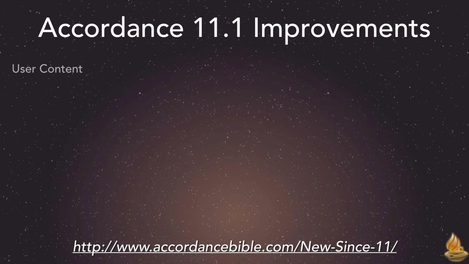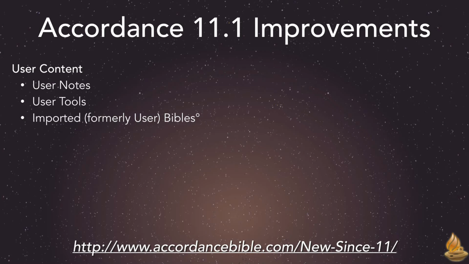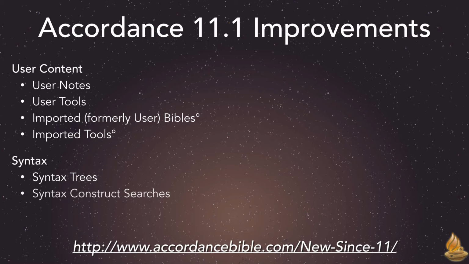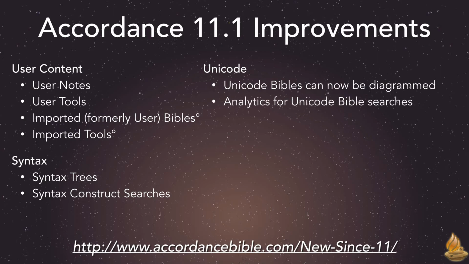First up is user content. It includes user notes, user tools, imported, formerly user, Bibles, and a new type of resource called imported tools. We've also thoroughly revised our syntax, with improvements in both our syntax trees and in construct searches using syntax. Our ability to work with Unicode is also now much improved. We're pleased to announce that Unicode Bibles can now be diagrammed, and searches in Unicode Bibles are supported by analytics.